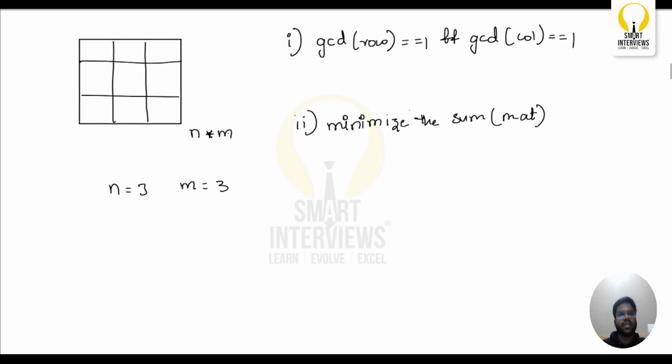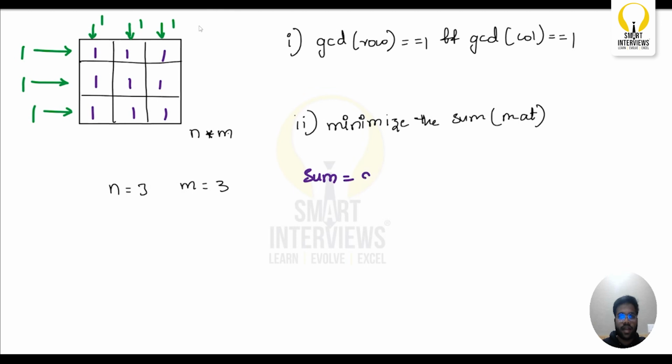Now if you think in a general way, how can I get the GCD of every row as 1? Simply I can place all ones in all the rows, similarly all ones in all the columns. Now what is the GCD of this row? 1. GCD of this is 1, GCD of this is 1. Similarly, the GCD of this column is 1, of this column is 1, of this column is 1. And the value of the sum we got is equal to 9. Okay, which is pretty simple.